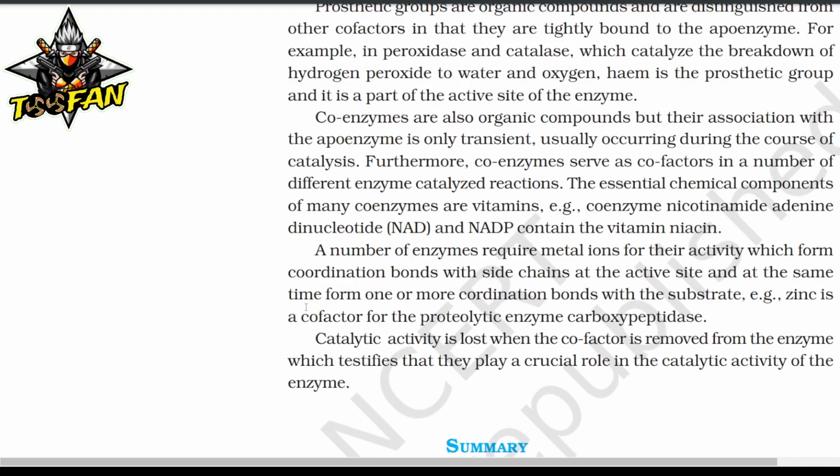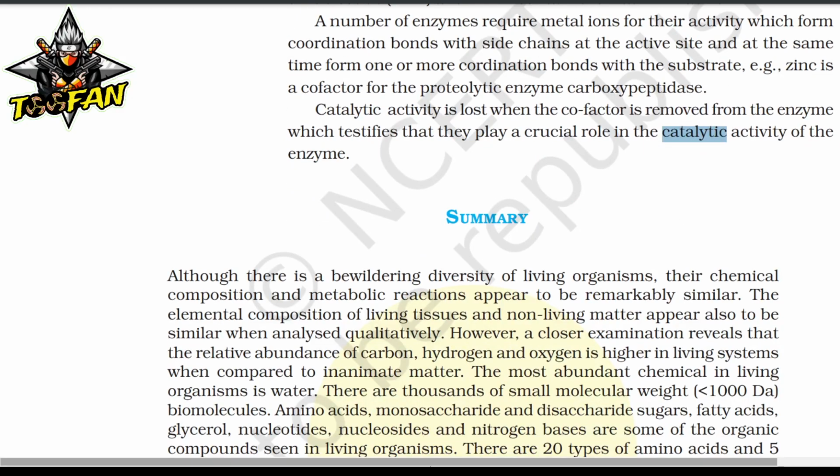A number of enzymes require metal ions for their activity, which form coordination bonds with side chains at the active site and at the same time form one or more coordination bonds with the substrates. Example: zinc is a cofactor for the proteolytic enzyme carboxypeptidase. Catalytic activity is lost when the cofactor is removed from the enzyme, which testifies that they play a crucial role in the catalytic activity of the enzymes. So that's it. Thank you so much.